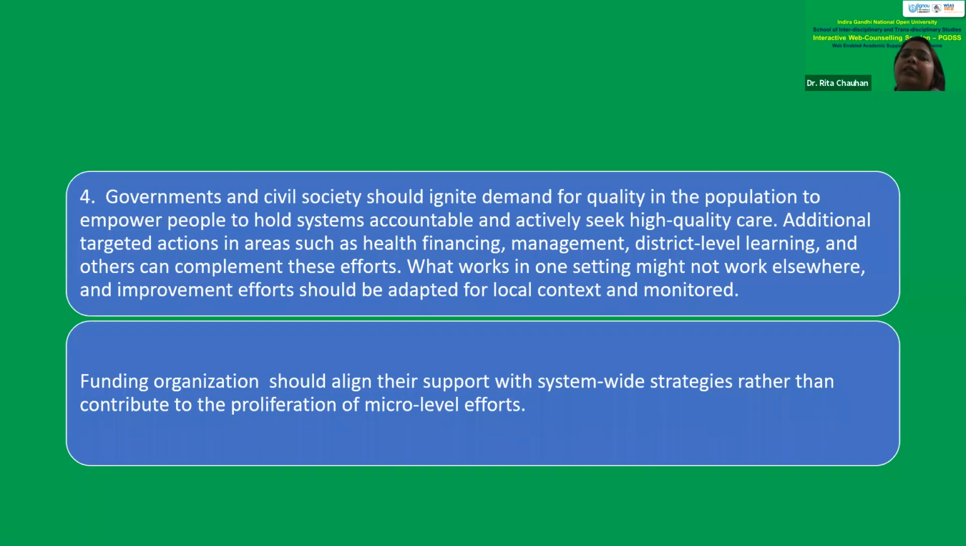Then government and civil society should bring together good options for health financing, management, and district level learnings, so that we can have a complementing effect to achieve this global effect for good healthcare.